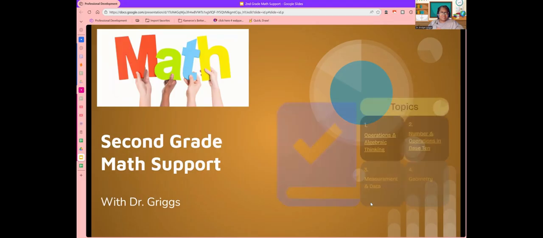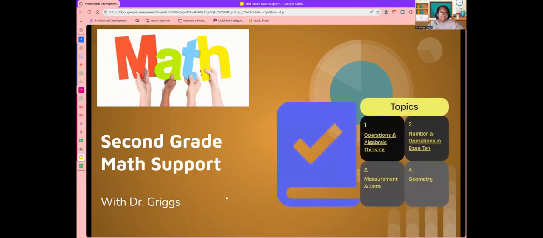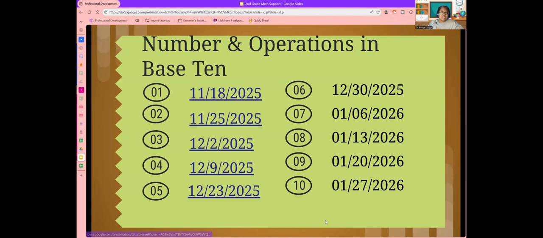Second grade math support. My name is Dr. Griggs, and these are our topics for this school year. We are now working on numbers and operations in base 10. And in this, we have 10 total objectives. Let's look at the one for today.